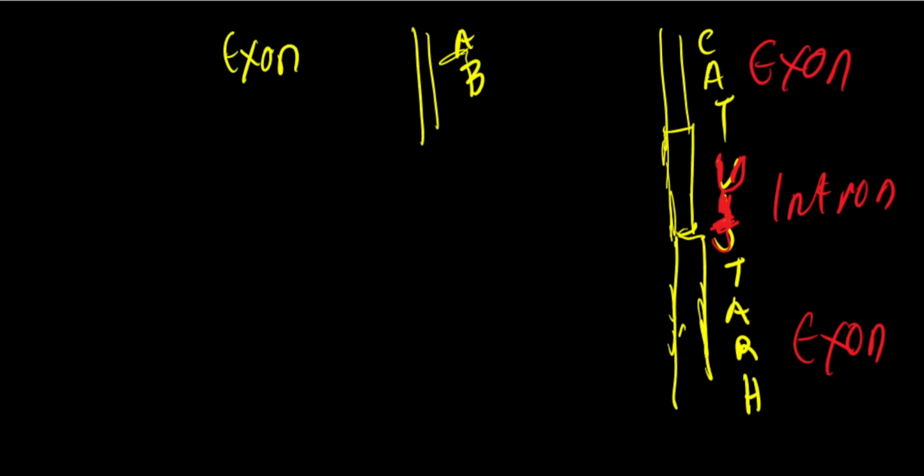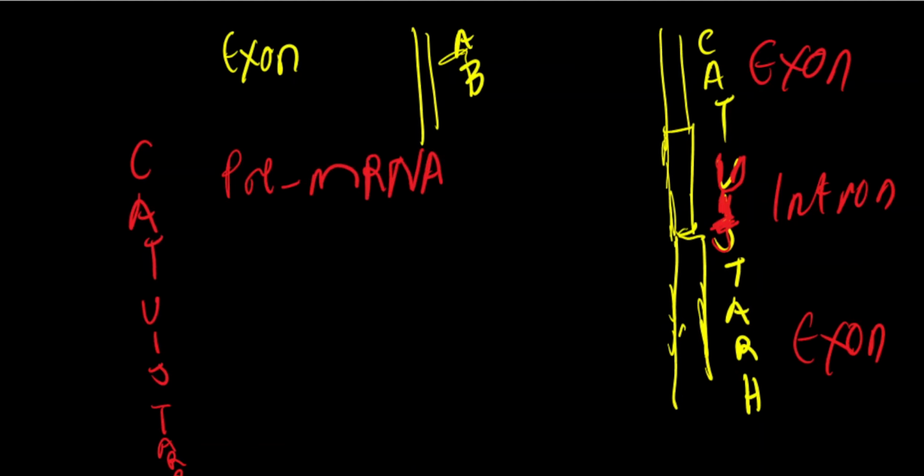Now, of course, we said the gene is transcribed, so the gene is copied. It means the mRNA would actually copy this information. So the mRNA would copy something like CATUIJTARRH. This would be the information copied by the mRNA. Now, the mRNA in this form would be what we call the pre-mRNA. This is the mRNA when it contains introns.